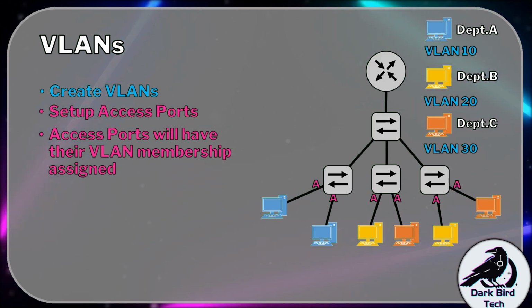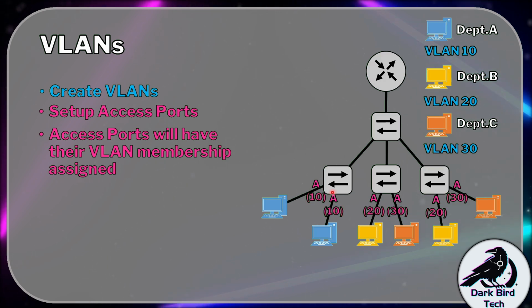As I said a moment ago, we do need to make sure these access ports are members of those VLANs. So let's quickly mark each access port with which VLAN it's part of. So we've got those two access ports being part of VLAN 10. We've got that access port being 20, that one being 30, that one being 20, and that one being 30. Great. So this is going to start separating these 6 PCs into the 3 different departments now.